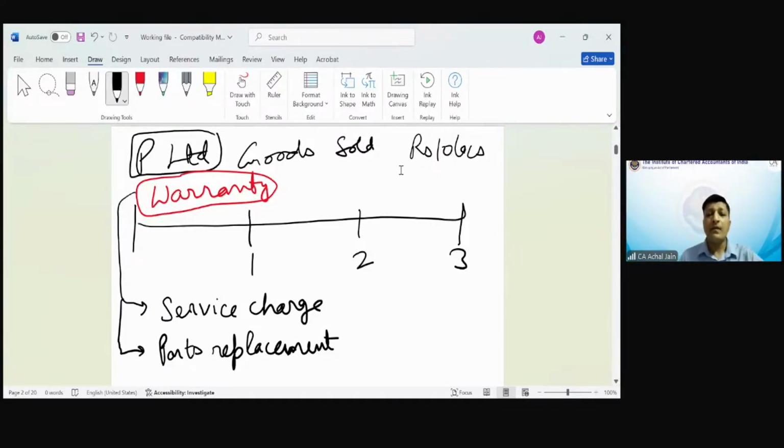But to say whether the customer will come for sure or not, will this be known to P? See, of course, the goods are sold. So the goods may require some repair. But is it a certainty that goods will definitely require some repair? Ishan says no.